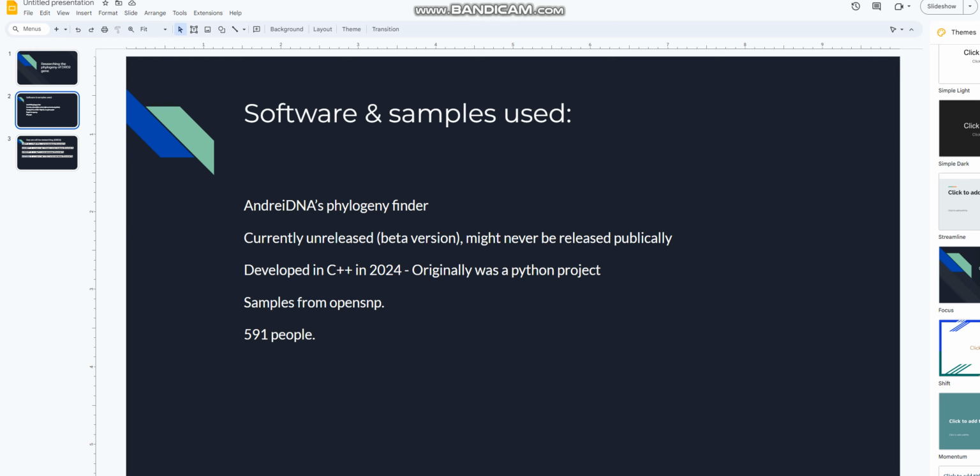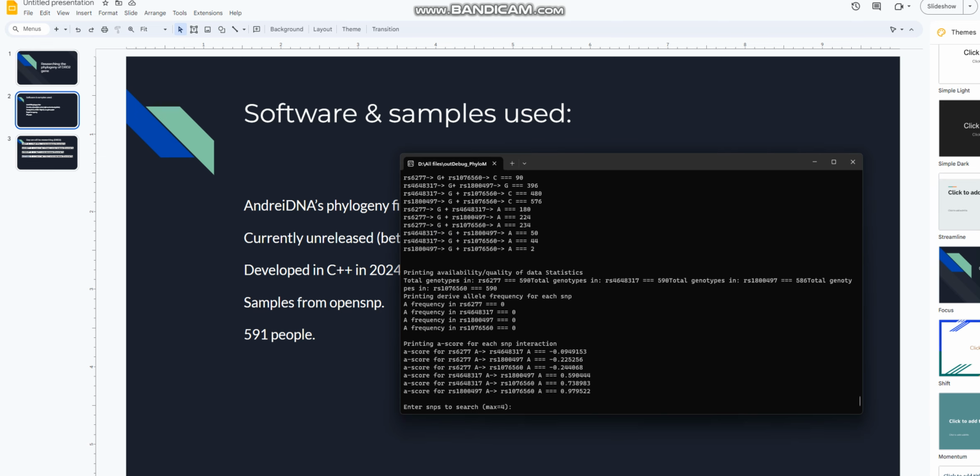The software and the samples used for this video are from my phylogeny finder, which is a tool I haven't really finished developing yet. It's working, I got it working, but it's not entirely doing everything I needed it to do. So it's going to be a little bit before this tool is able to be released. But here it is.